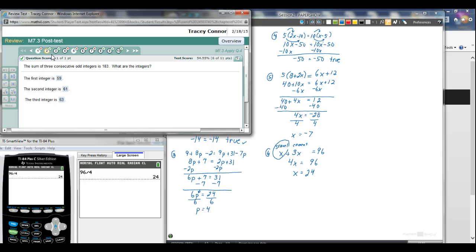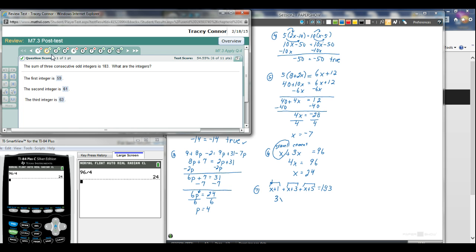Consecutive odd integers. We have 3 consecutive odd integers. What are these integers? Well, we can just make x a number. To make them odd, I'm going to use x plus 1, and then x plus 3, and then x plus 5. And then whatever number we get for x, we're going to add 1 to it, 3 to it, and 5 to it. So this is going to be your first odd. This is your second odd. This is your third odd.